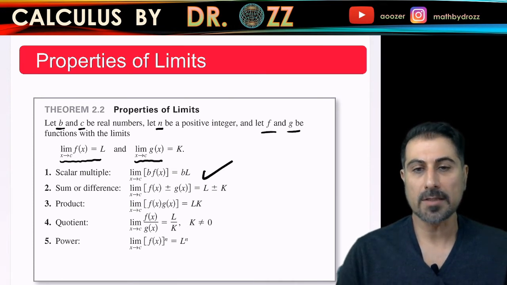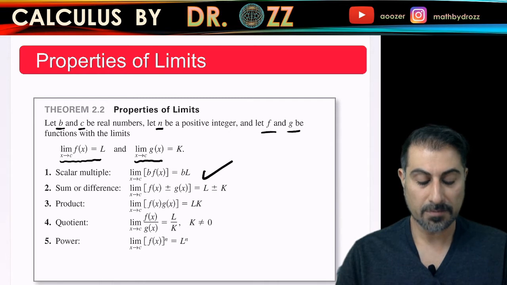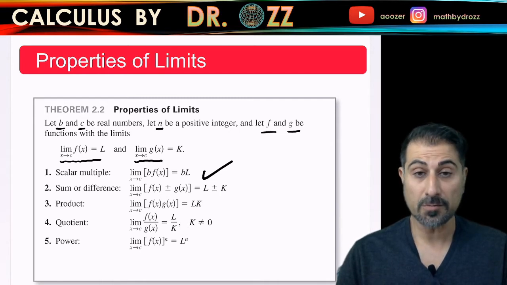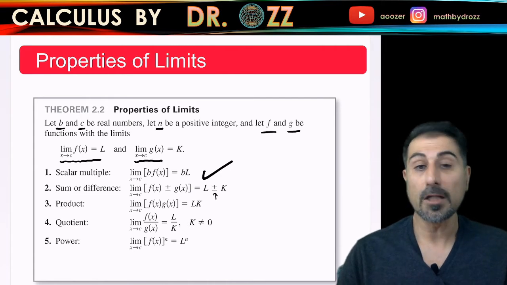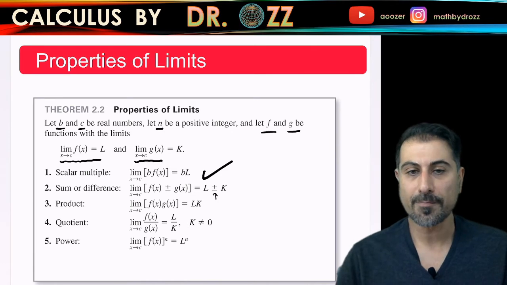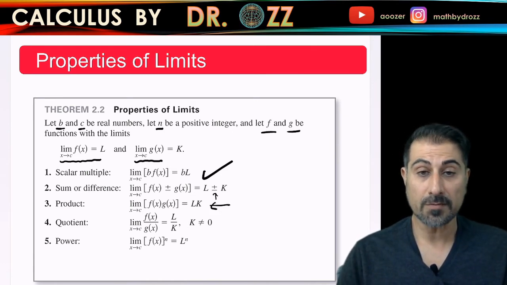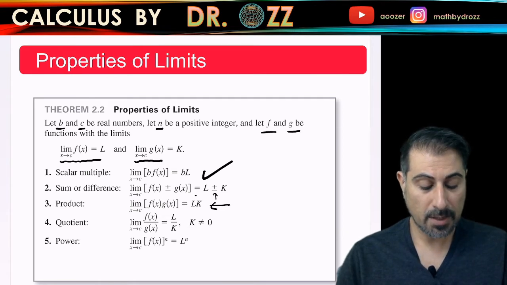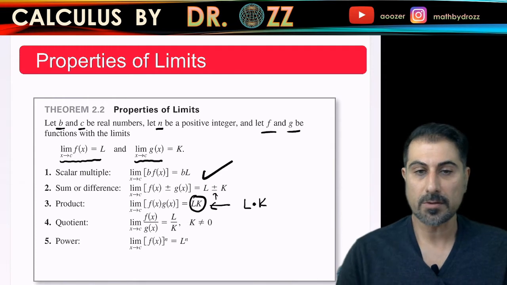So b times L is the limit. And if you have the sum or difference, the limit of the sum or difference of two functions is the sum or difference of the limit values. So it's either L plus k or L minus k. Okay? And then the third property says the limit of the product is the product of the limits. So this is L times k. Okay, so you're just looking at the product of the limit values.